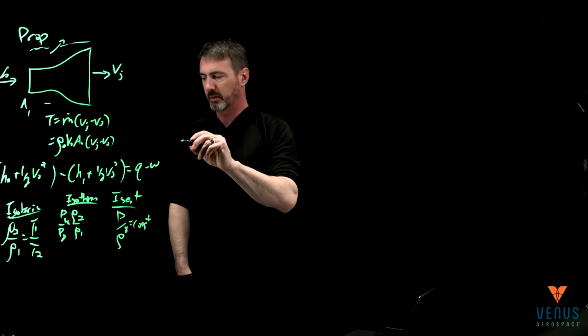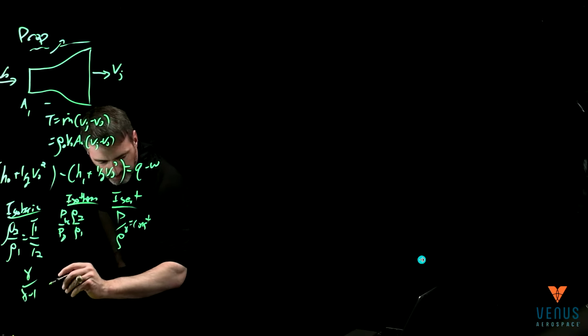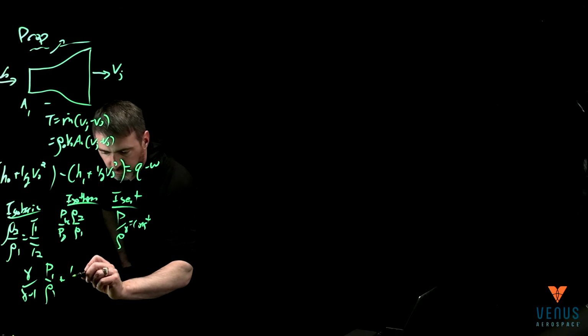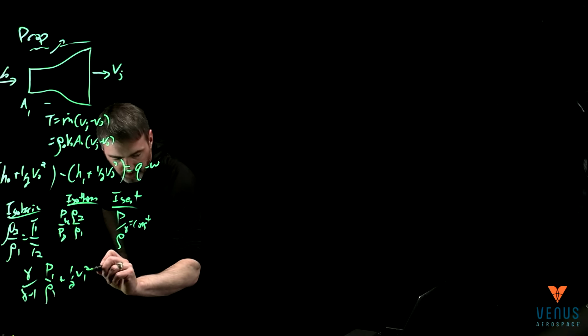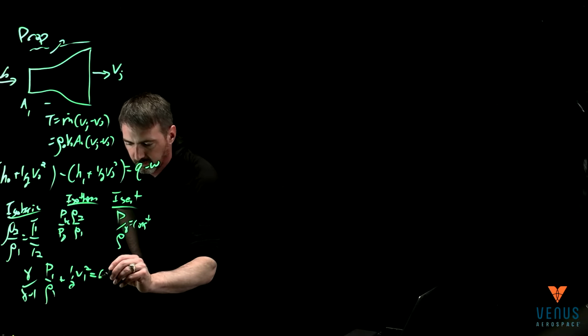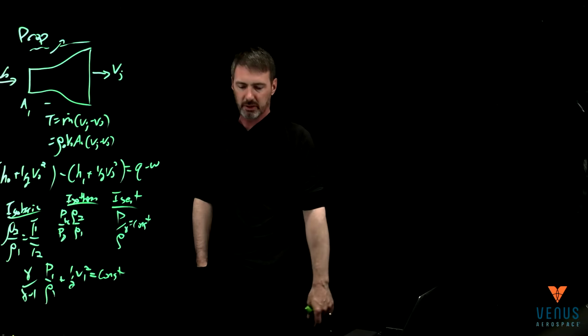Remember, in a situation where there's no work, Bernoulli can apply. So remember that gamma over gamma minus 1 times P1 over rho 1 plus 1/2 V1 squared is constant. If we're going to add energy, you would add energy and change that constant.